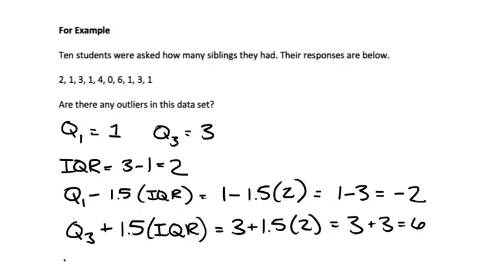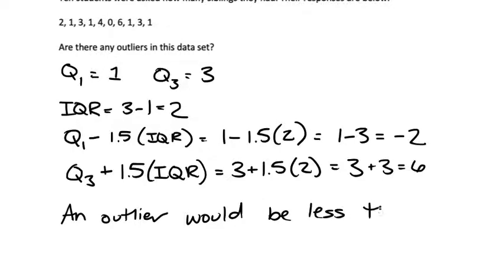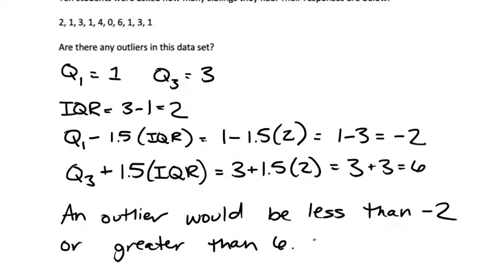So any outliers would have to be less than negative 2 or greater than 6. So there are no outliers in this data.